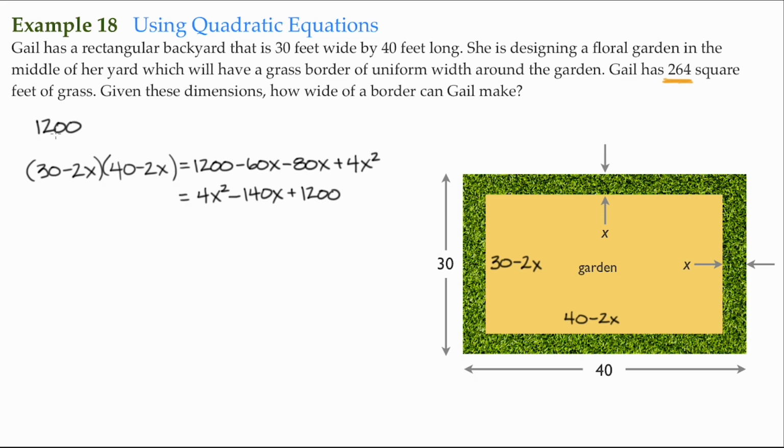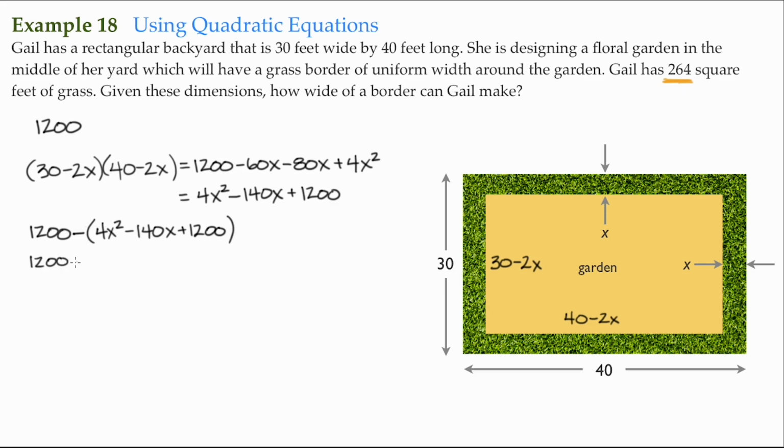So the area of the backyard, that's 1,200 square feet. So 1,200, and I'm going to subtract out the garden, which is represented by this. So we'll subtract out, and watch what I do. Subtract out 4x squared minus 140x plus 1,200. Here is the backyard. Subtract out the floral garden. See it? So this is then 1200.